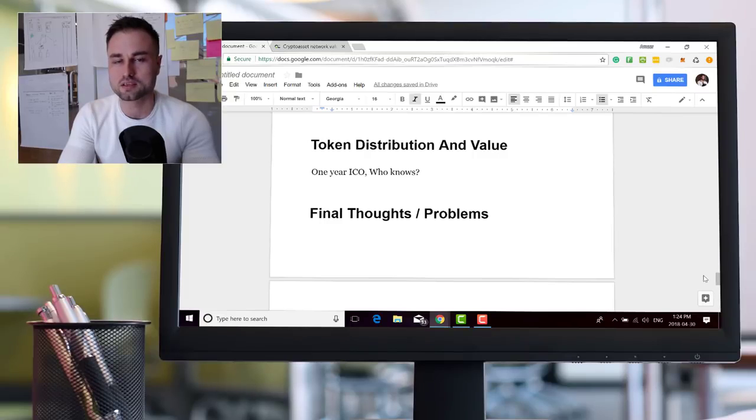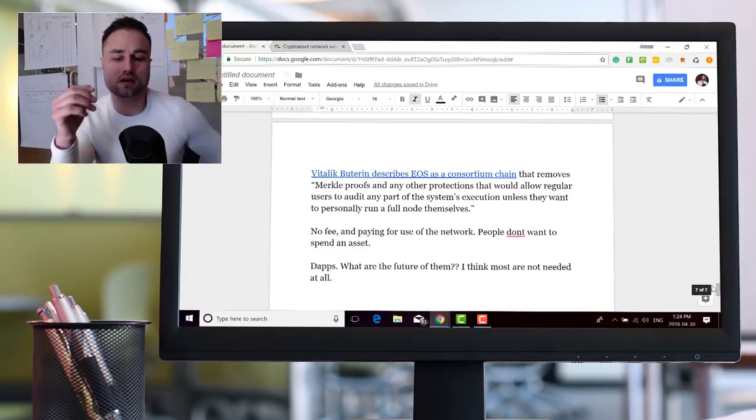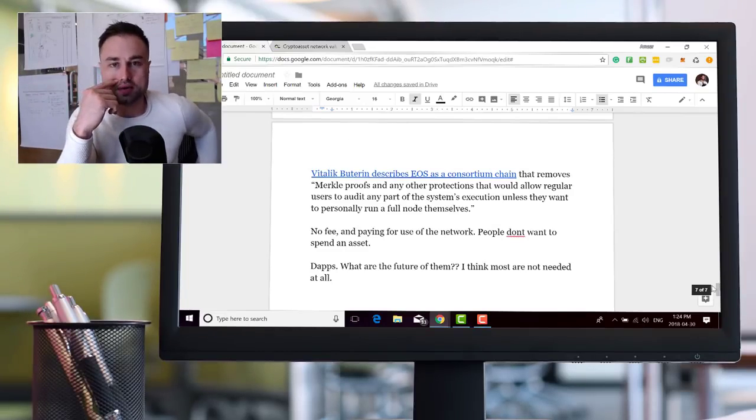But this is an ongoing ICO that's been going on for a year, and it ends in about 30 days. So it's fascinating to figure out the token distribution and all these different private sales and who bought what, because it's a one year ICO. Well, final thoughts. A couple of people in the industry are speaking about it.